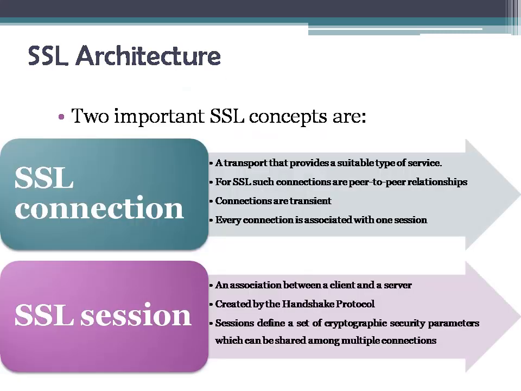Moving on, next we have two important concepts related to SSL. They are SSL connection and SSL session. Let us first look into SSL connection. Now what does this SSL connection mean? It is basically a transport that provides a suitable type of service. It can be anything. Then for SSL, such connections are peer-to-peer relationships. Next, connections are transient. The meaning of transient is temporary. So the connections are temporary and not permanent.